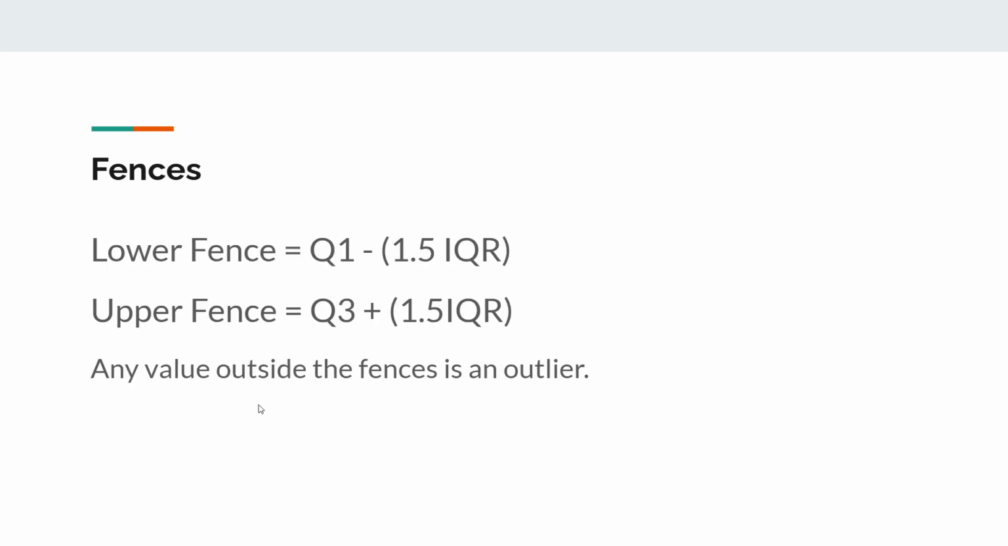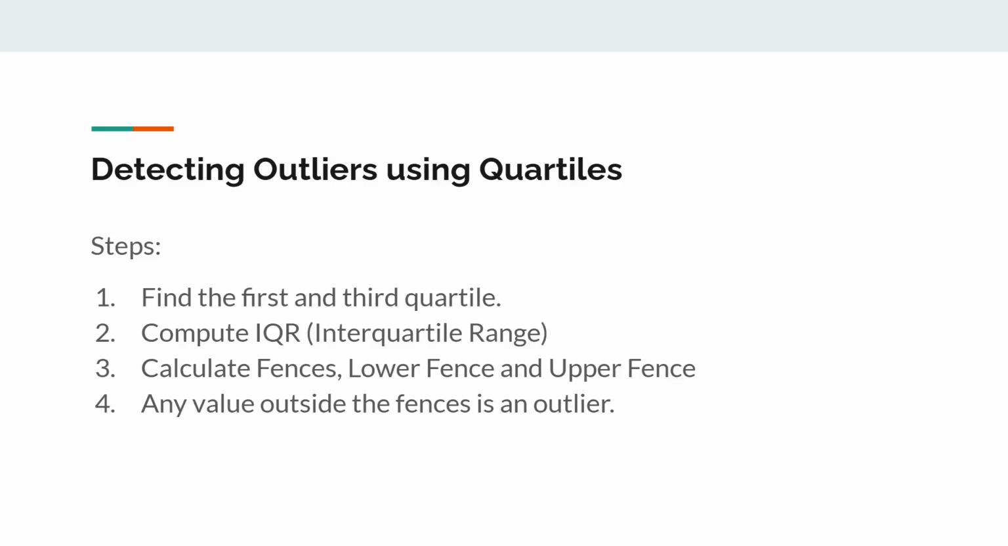So the lower fence is just Q1 minus 1.5 IQR, and the upper fence equals Q3 plus 1.5 IQR. Any value outside the fences is an outlier, and that's how you determine it when we're talking about median. Because all that these percentiles are a measure of median, not mean or mode. So any value outside the fences is an outlier.